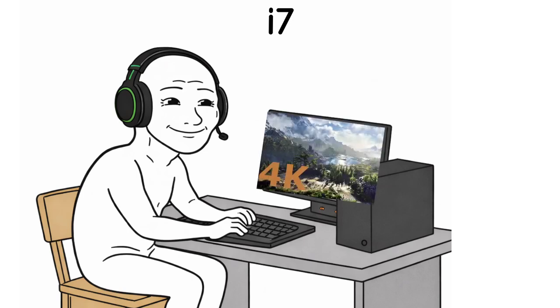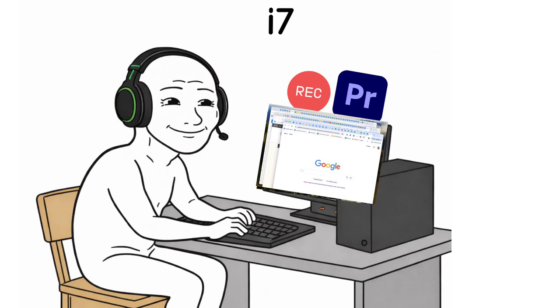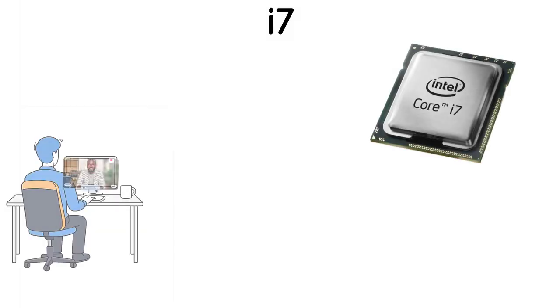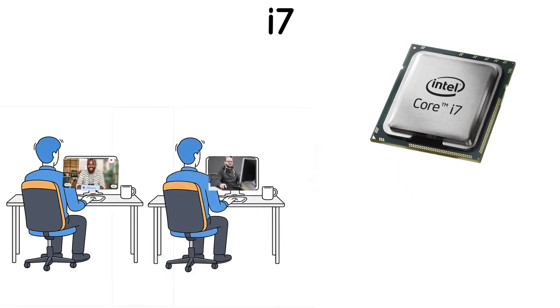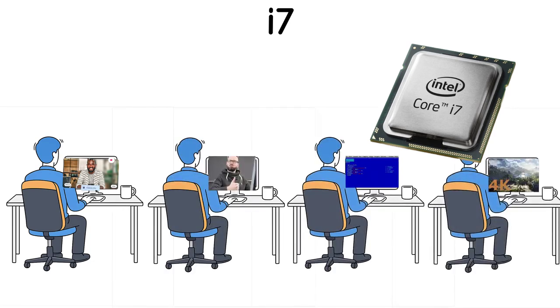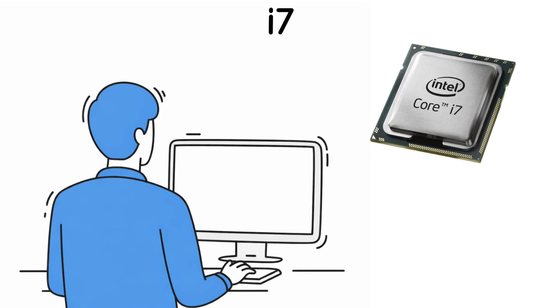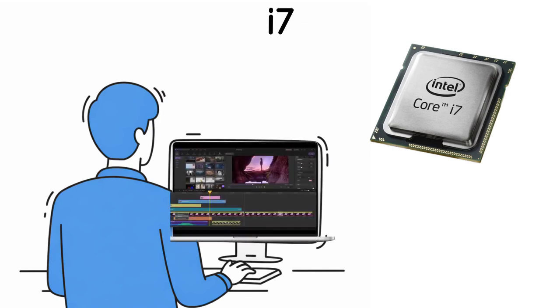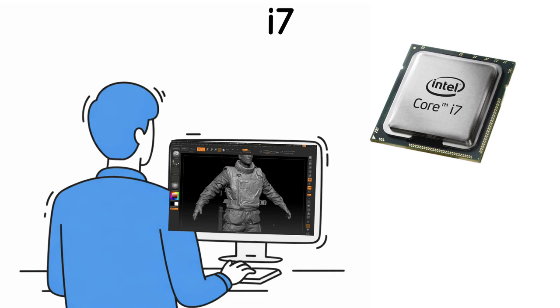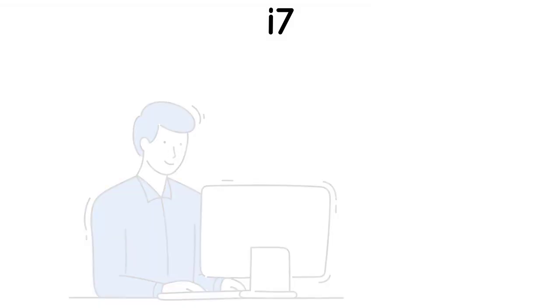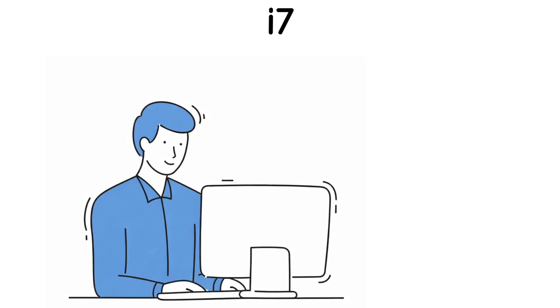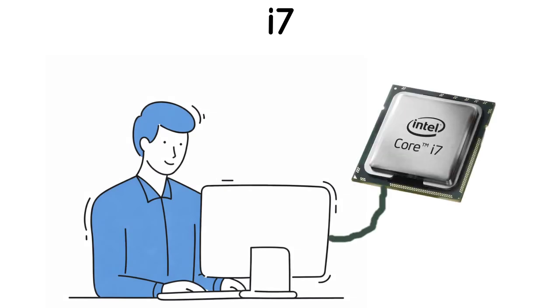For example, you could be playing a game on high settings while recording your gameplay, opening editing software, and keeping many browser tabs open at the same time. This makes Core i7 very popular among content creators, streamers, programmers, and gamers who want higher performance. Core i7 processors are also great for tasks like video editing, rendering 3D models, running virtual machines, and compiling large software projects. These types of workloads require a lot of processing power, which Core i7 can provide.